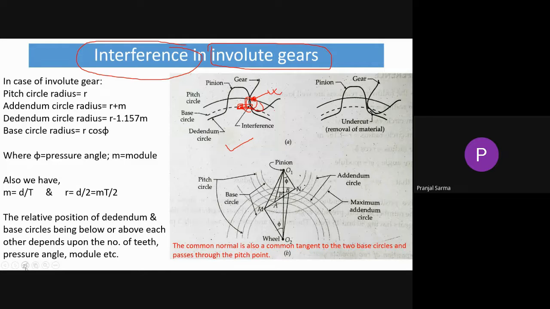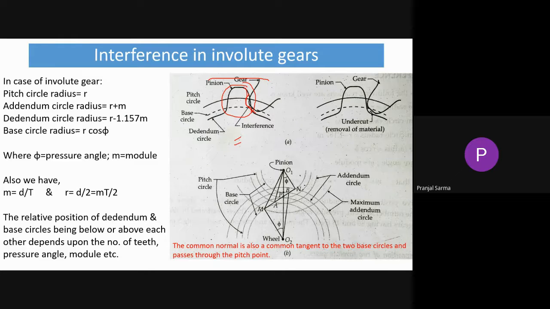If that happens, there will be problems like wearing out of tooth material from here, and sometimes material will be dug out from here. Another problem which might happen is that it may deform the tooth profile itself. If any of this happens, the efficiency of the drive will decrease, or sometimes even the teeth of the gear may break. Then the whole drive will be a kind of failure. So we don't want any interference in that case.